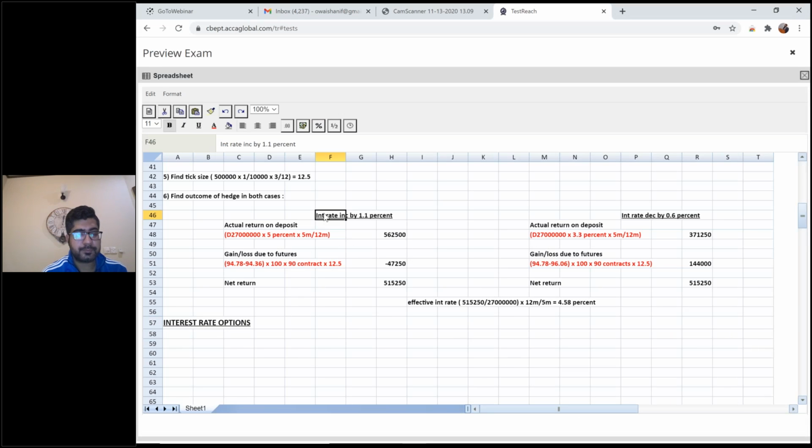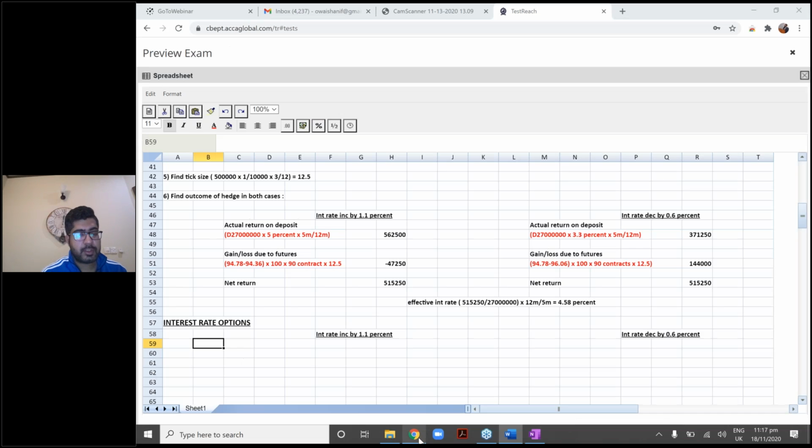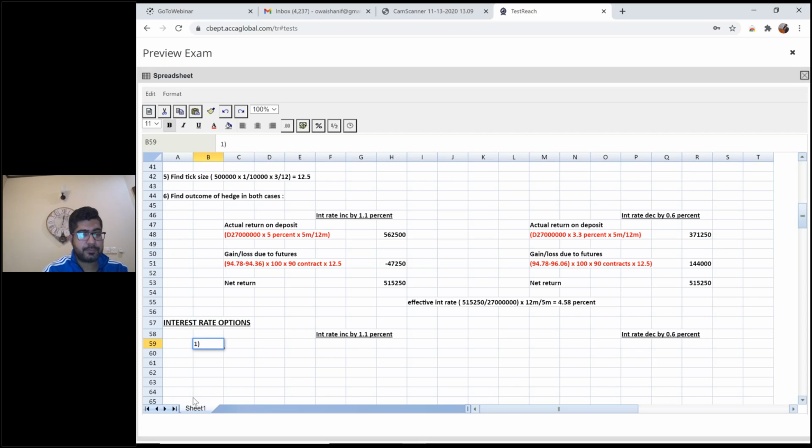The first is two columns, increase by 1.1, decrease by 0.6. Okay, now you need to make the format of options. The first step is exercise price of options, then future closeout price from futures. So we write, second, compare with future closeout price, it comes from futures.